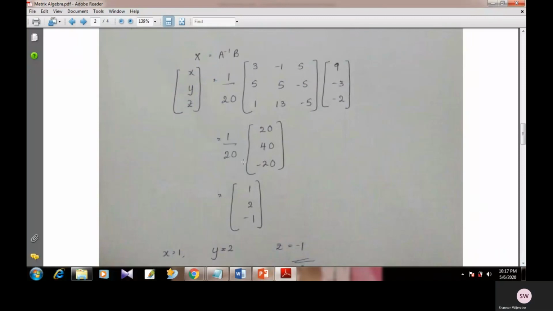So I hope you have got this method using the inverse matrix method to solve the system.